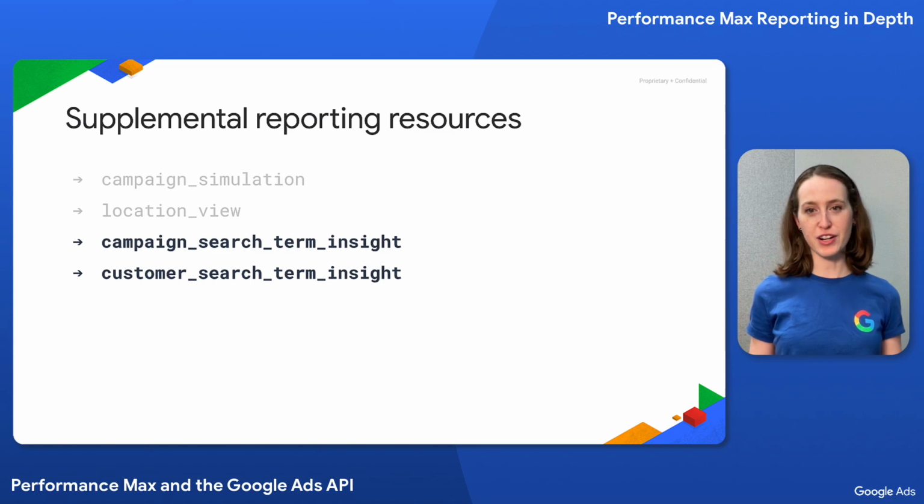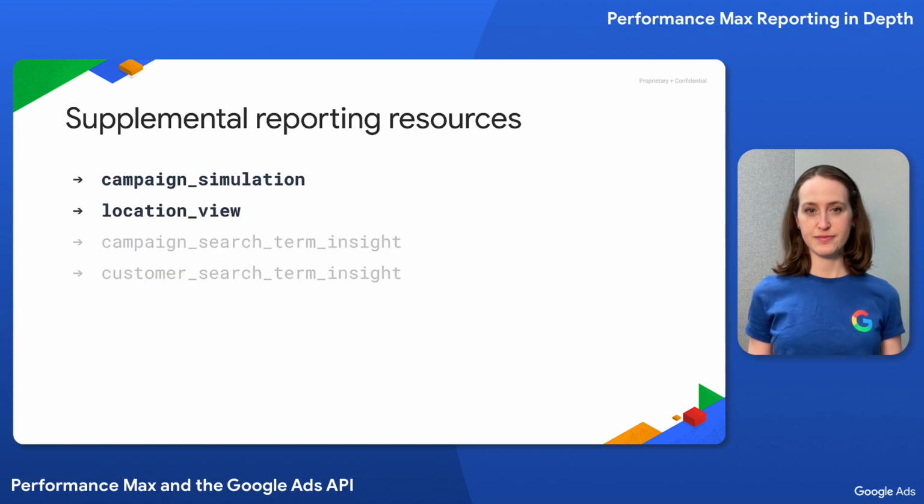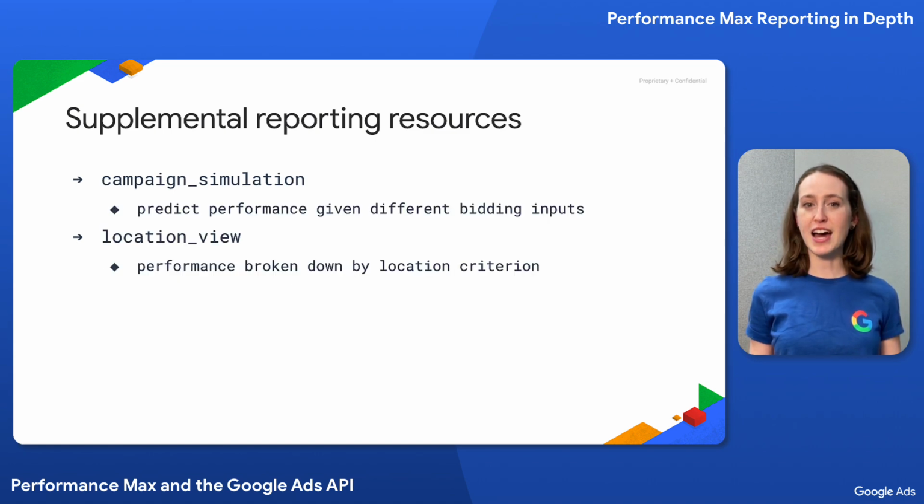We don't have time to go over examples for all of these reports, so for this session, I'm going to walk through examples for Campaign Search Term Insight and Customer Search Term Insight. Campaign Simulation and Location View are no less important, and I encourage you to explore the API reference and brainstorm ways you can leverage these resources for your use cases. To give you the high-level summary, Campaign Simulation can help you understand how your PMax campaigns might perform given different bidding inputs, and Location View allows you to look at your performance breakdown by location criterion.